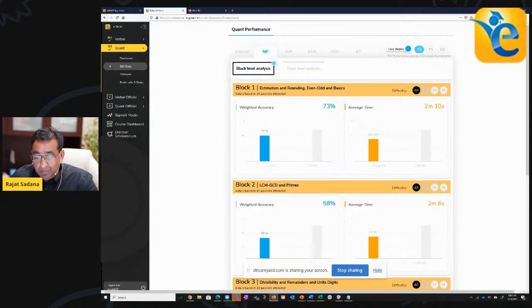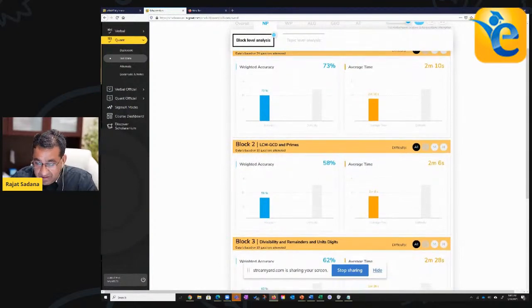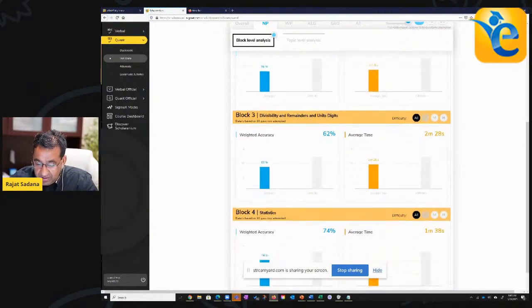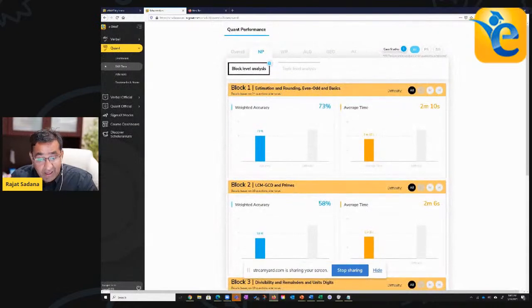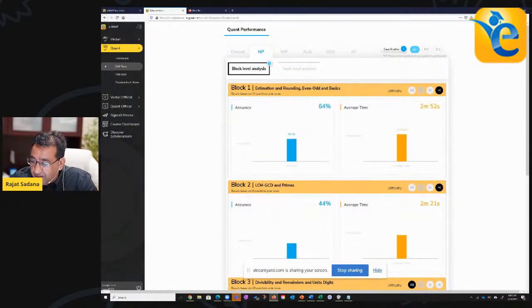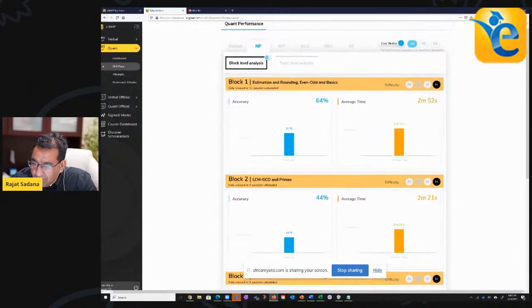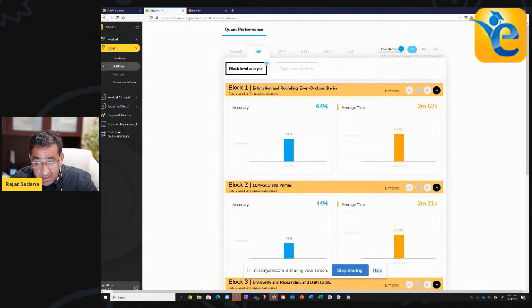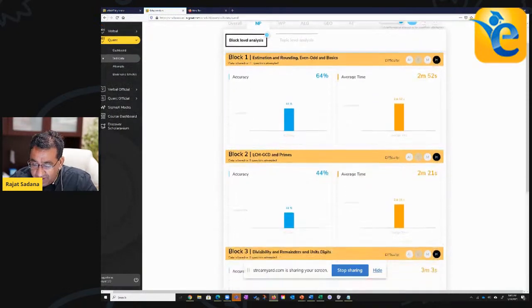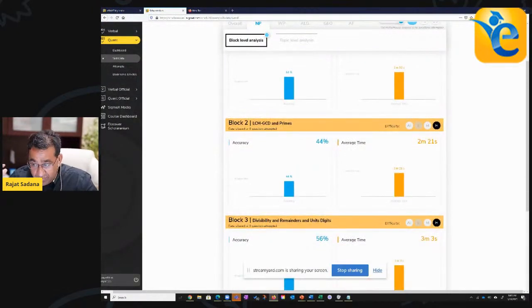This is where your block level estimates are. Again, you can see the four blocks: estimation and rounding, even odds and basics, LCM, GCD, and primes, divisibility and remainders and units digits, and stats over here. Again, remember, we were focused just on hard questions, so we're going to filter by hard questions. And as you do that, what you see is estimation and rounding and even odds and basics, decent accuracy. LCM, GCD, and primes, this is where this person needs to spend his energy.